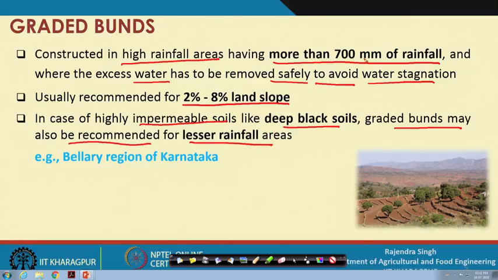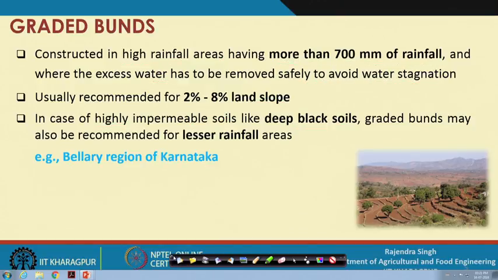So, if they have to be adopted in less than 700 mm of rainfall, then the conditions have to be very specific: the soil has to be highly impermeable, or its infiltration capacity has to be very low. For example, like it happens with the deep black soil, and that is why if you go to Bellary region of Karnataka in southern India, you will find that typically, because the soils are deep black soils there, graded bunds are preferred in those areas.